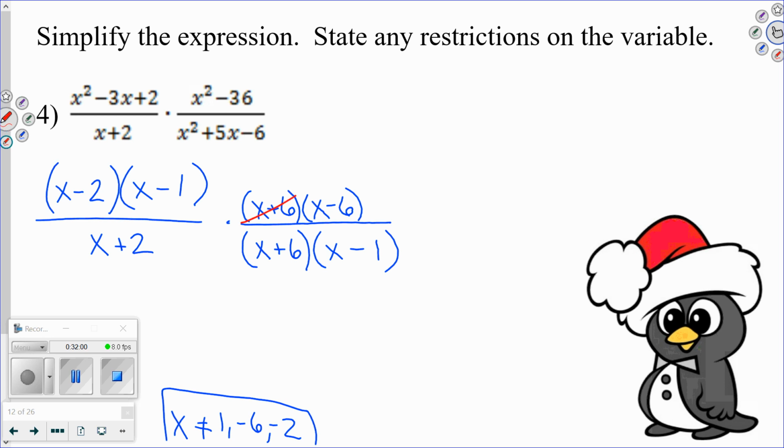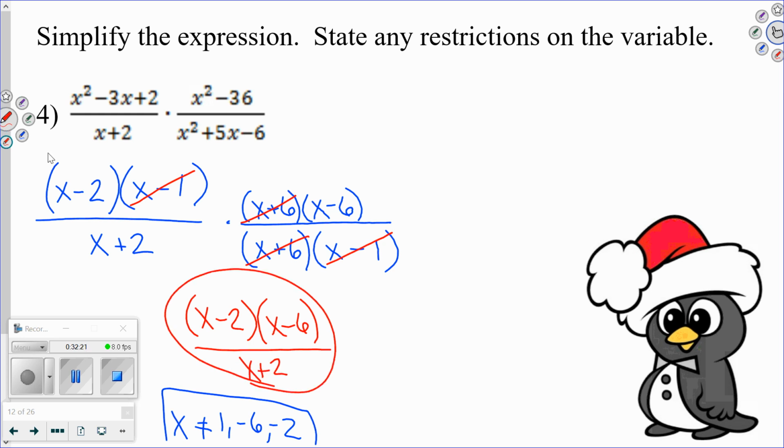X plus 6. Good. X minus 1s. And that's it. What's step 4? Smoosh. Smoosh it all together. On the top, we have an x minus 2 and an x minus 6. And on the bottom, we have an x plus 2. Smooshed it all together, and that's what we got.